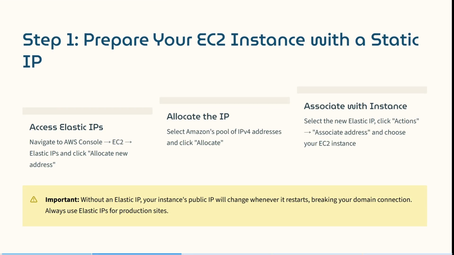First, you need to prepare your EC2 instance with a static IP. So how do we do this? You need to navigate to the AWS console, EC2 thereafter, and then Elastic IPs, and click Allocate New Address. The next step will include selecting Amazon's pool of IPv4 addresses and then click on Allocate. Then you need to select the new Elastic IP, click Actions, Associate Address, and then choose your EC2 instance.